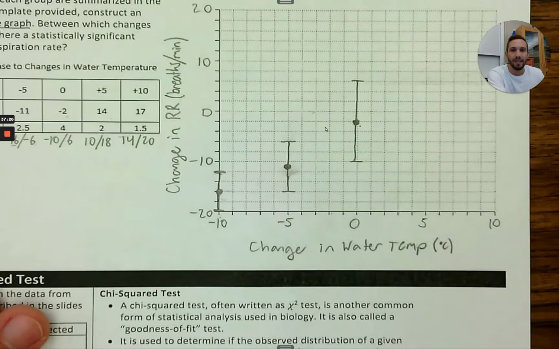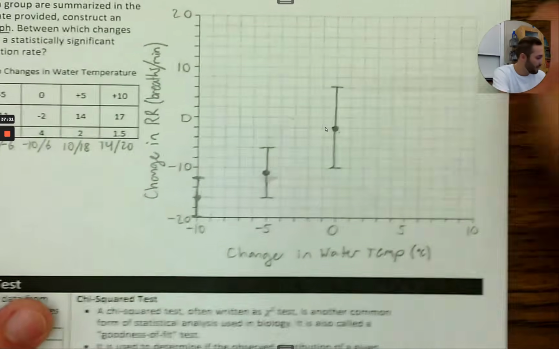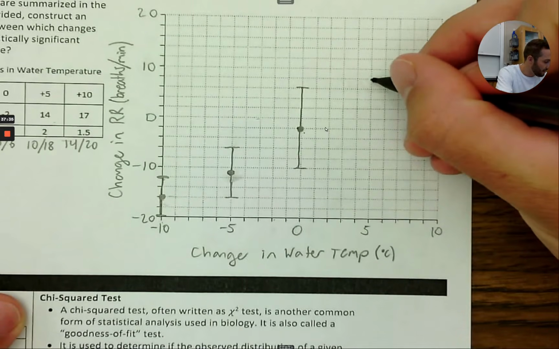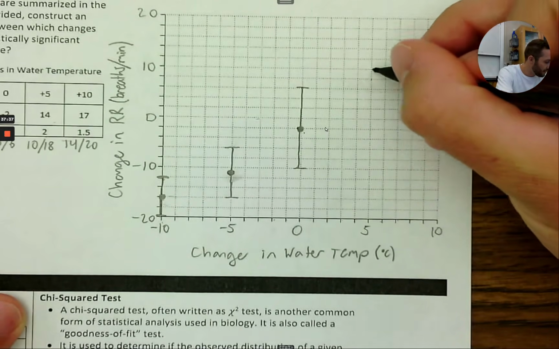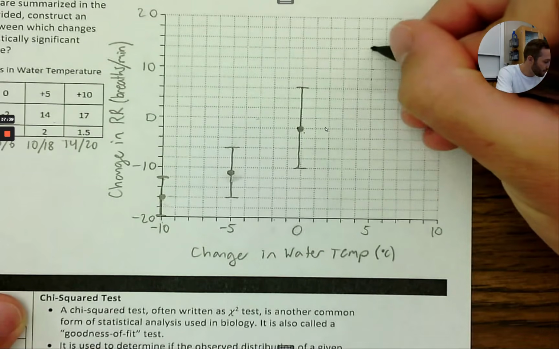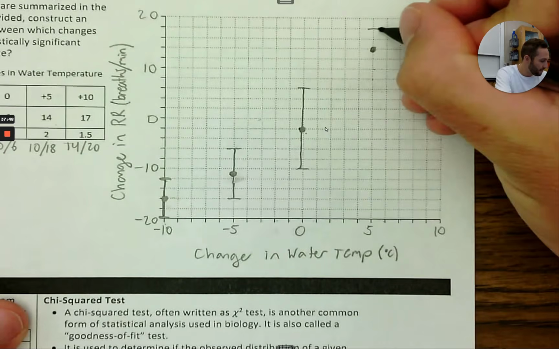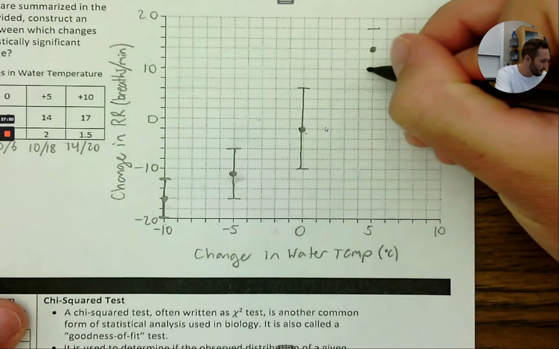Hopefully that's right. And then my next one for 5 is 14. I'm gonna focus here. Let's see, 5 and then 14. This is 10, 12, 14. And that one goes from 10 to 18. So 18 would be right here, and 10 would be right here.